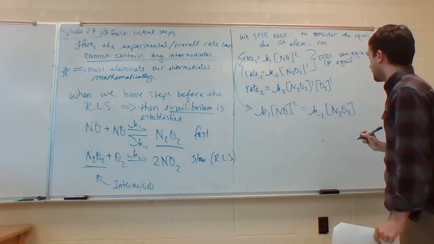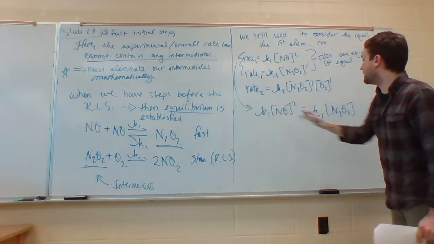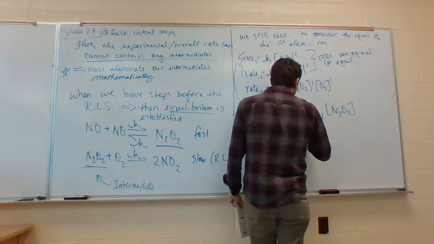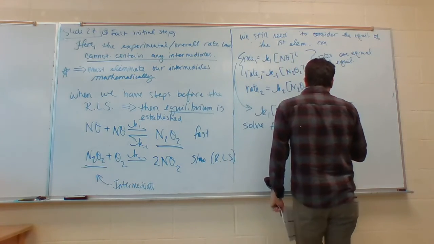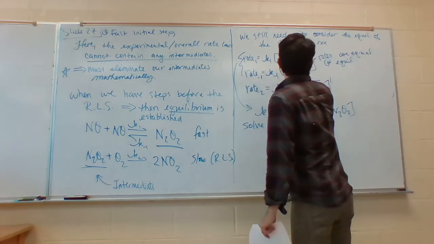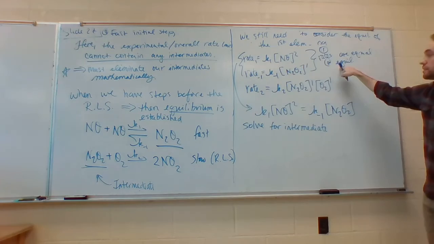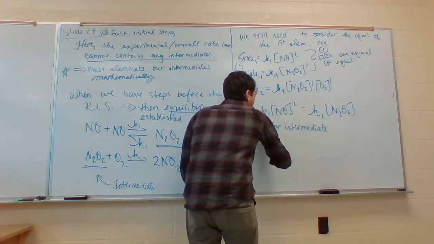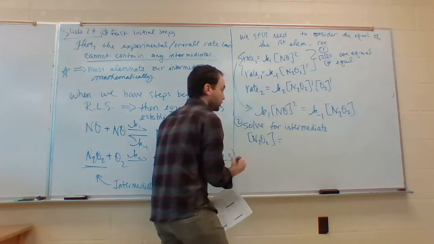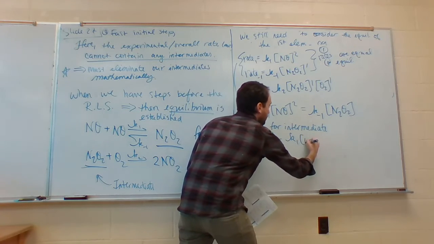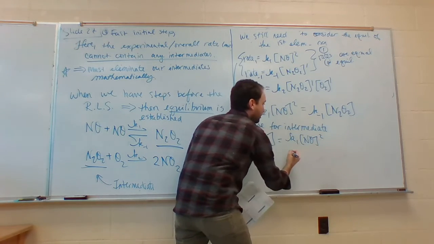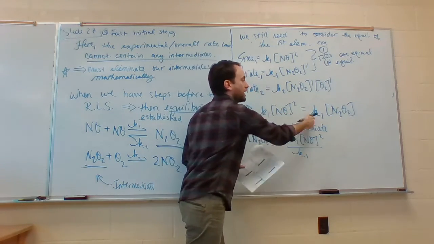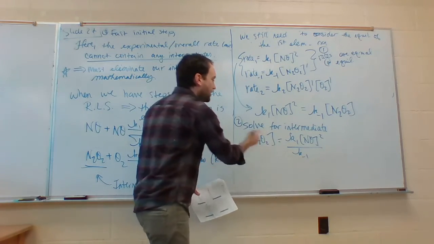So now I have this expression. At this point, I'm going to solve this for the intermediate. Okay, so my first step was to equate the rates. My second step is to solve for the intermediate, and in this case, I get my concentration of N2O2 is equal to K1 times my concentration of NO squared all over K minus 1. Again, just using algebra, I'm dividing both sides by my K minus 1. Okay, so now I have this intermediate.